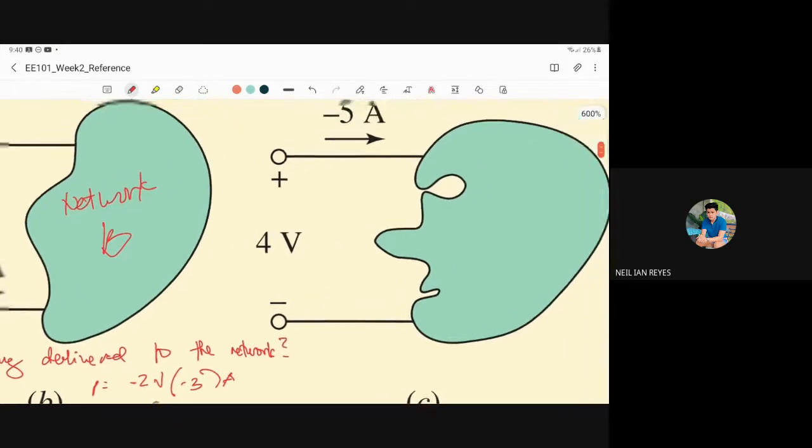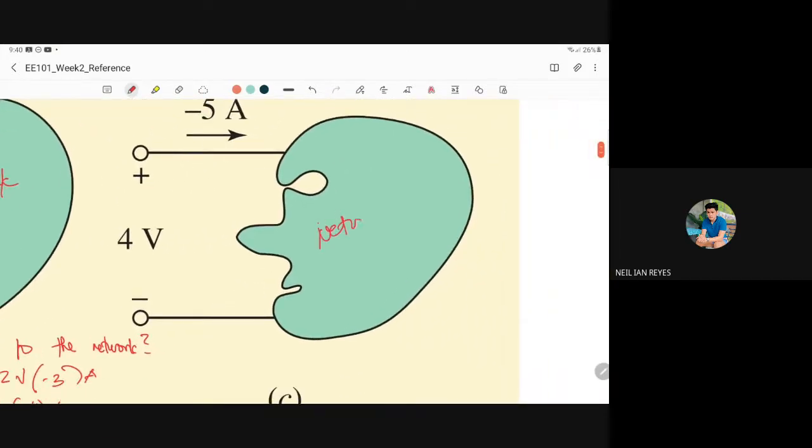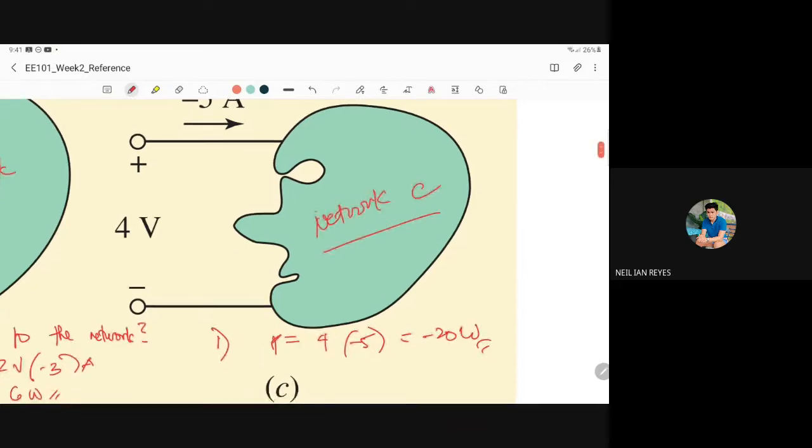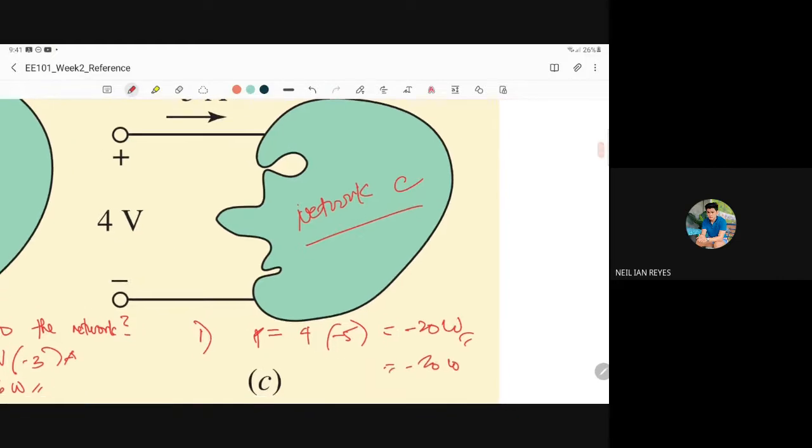Okay. So now let's go to network C. So first question. Power being delivered to the network. Negative 20, sir. P is equal to 4 times negative 5. So nakay negative 20 watts. Power being absorbed by the network. Negative 20 watts. Negative 20 gyapon, sir. Negative 20 watts. Okay.